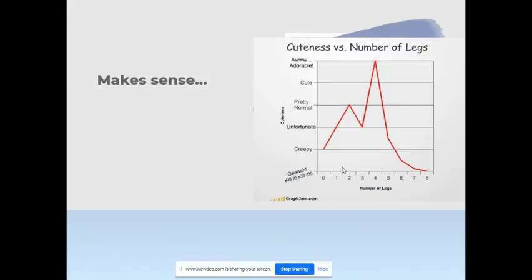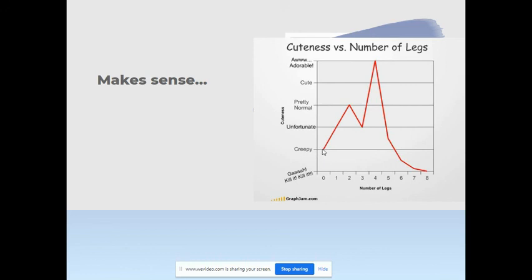How about this graph? Read the title. Cuteness versus number of legs. Now, this is kind of an opinion, kind of a fun graph, isn't it? It's probably not based on any data, but it's an interesting graph because they have number of legs 0 to 8, and they have ranked cuteness from kill it, creepy, unfortunate, pretty normal, cute, adorable.